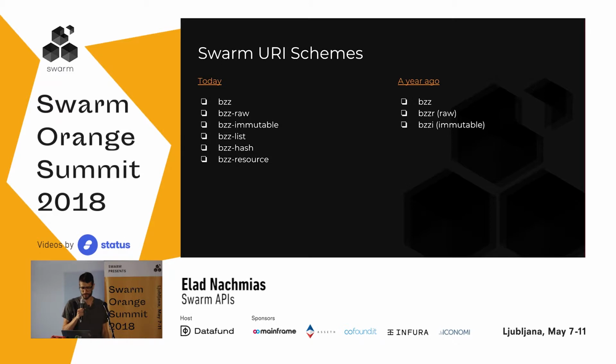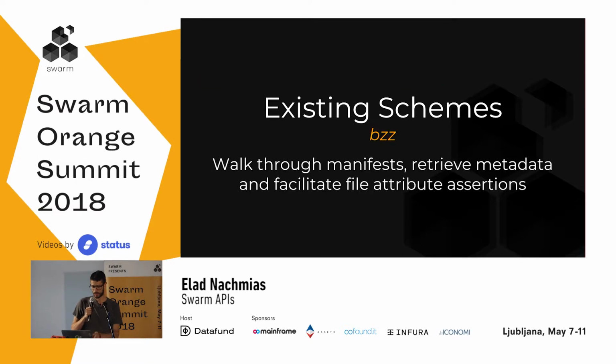A year ago we had just Bzz, Bzz raw, and Bzz immutable, but these days we have 3 more schemes that are supported through the Bzz suite. So we have list, hash, and resource. I will walk through the existing schemes and a bit about the new ones.